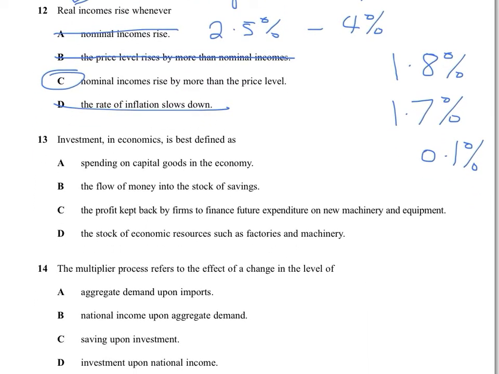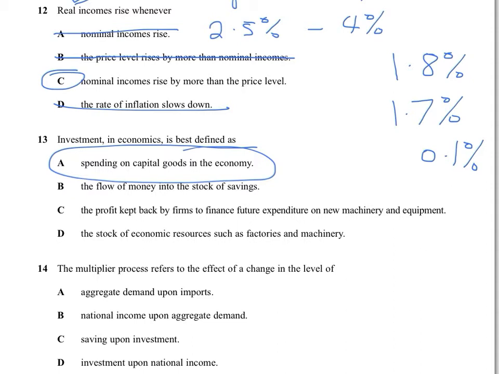Right, the next one's really easy because you know your definitions. Investment is always spending on capital goods. So the answer is A. Everything else is just wrong, although I can kind of see why you'd be tempted by some of them. You should know this because you know your definitions.